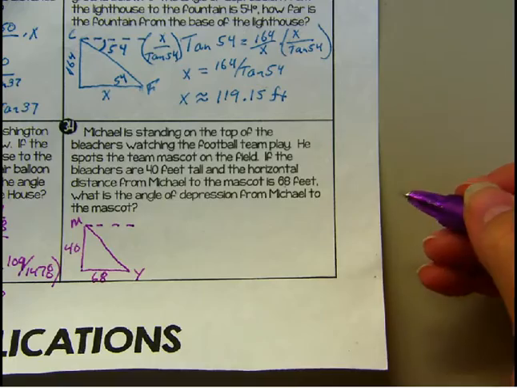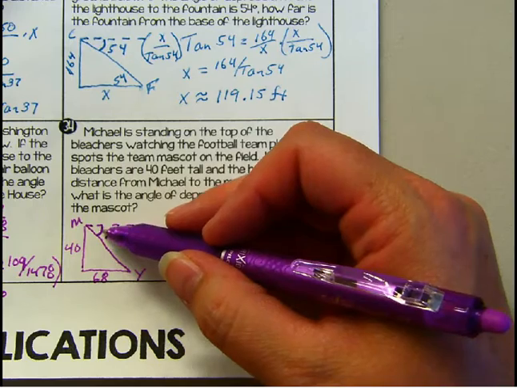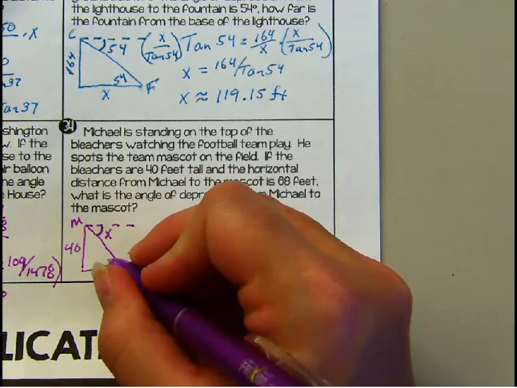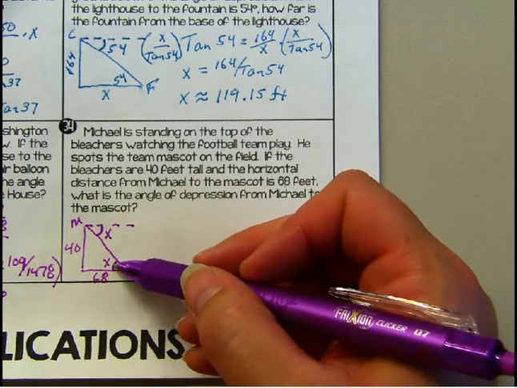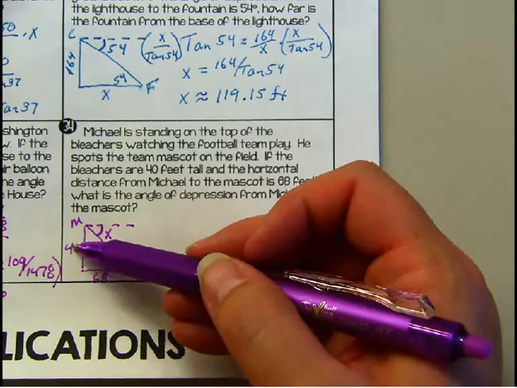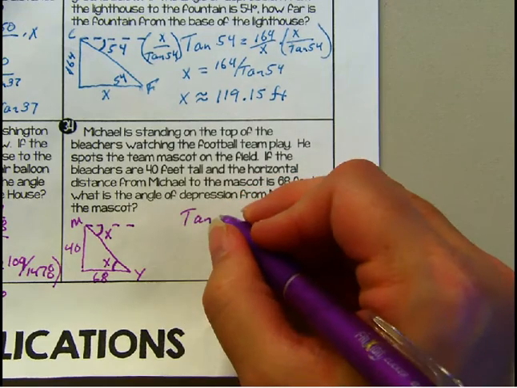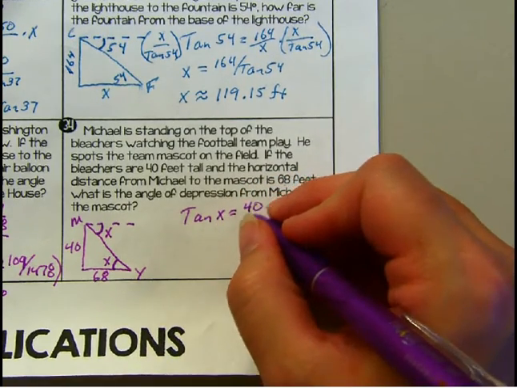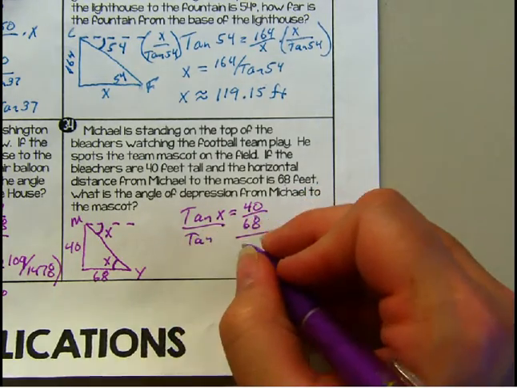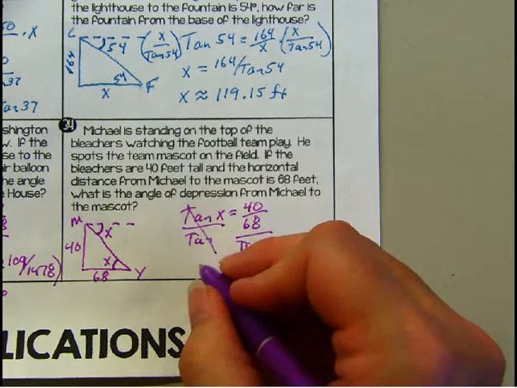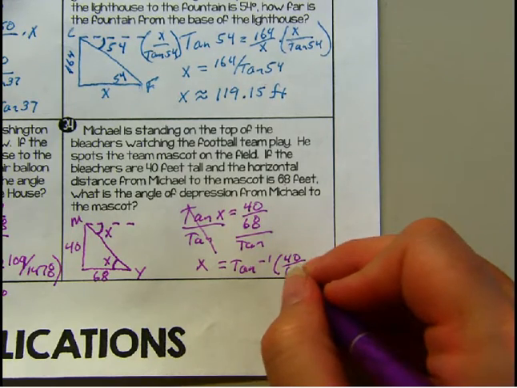So drawing that line of sight, the angle is x, and we know that this angle of depression is the same as the angle of elevation from our mascot up to Michael. So we're going to look from our angle of elevation to see our two pieces. We've got an opposite and an adjacent, so we're going to use tangent of x equals opposite, which is 40, over adjacent, which is 68. To solve for x, we're going to divide by tangent. So we get x equals tangent to the negative 1 of 40 over 68.